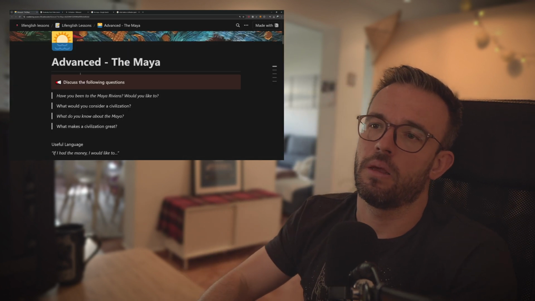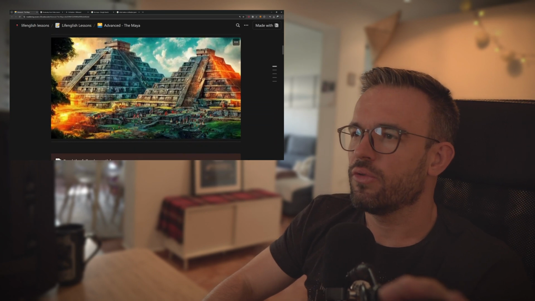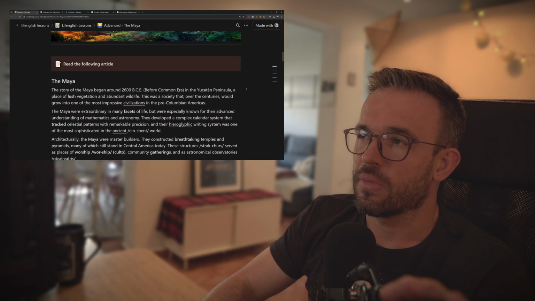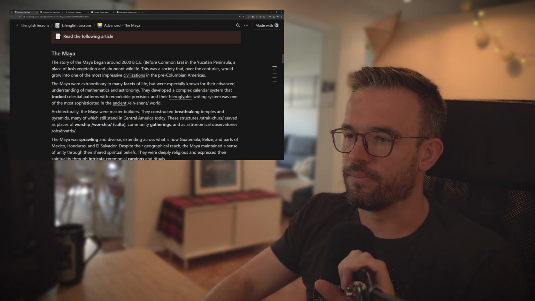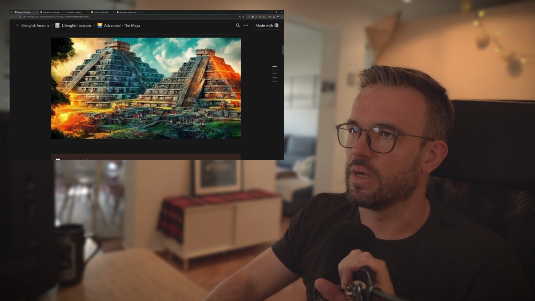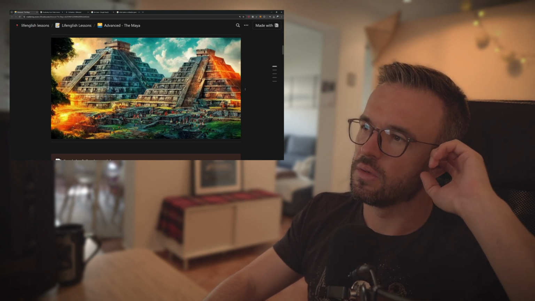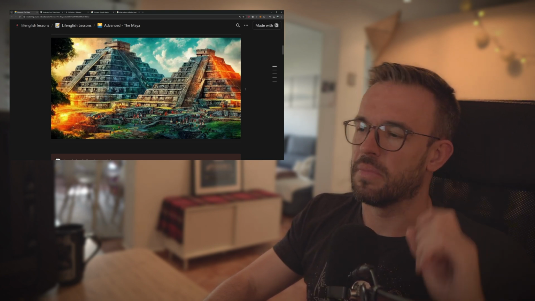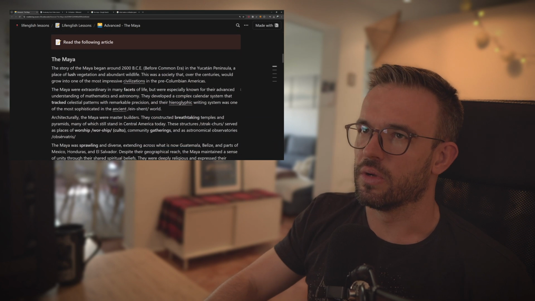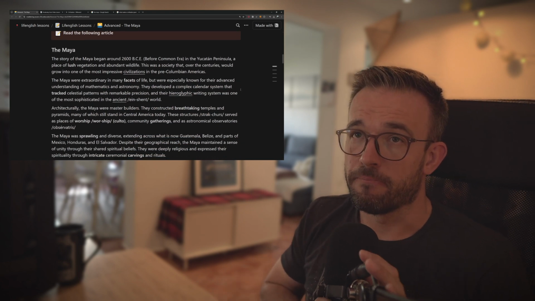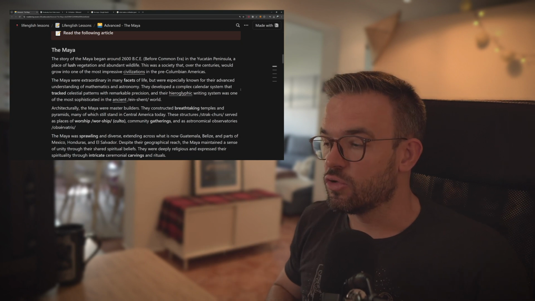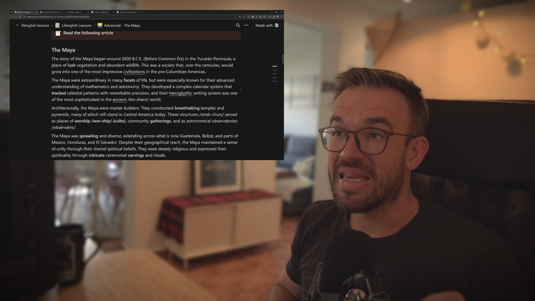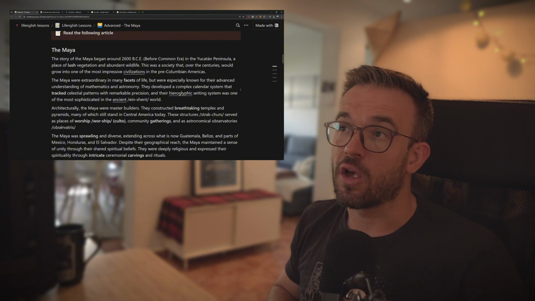Okay? All right. Now we're going to read this text about the Maya, and it's going to give us a bit of a summary of what the Maya were. Okay, so here we have a picture of these Mayan structures. We're going to go down and read the text. Okay, the Maya. The story of the Maya began around 2600 BCE, before the Common Era.